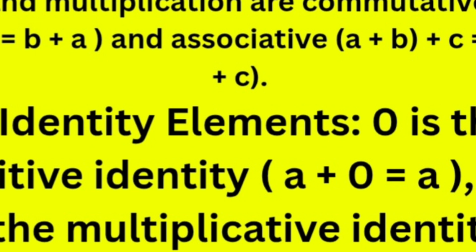Commutative and associative property. Addition and multiplication are commutative. A plus B is equal to B plus A, and associative: (A plus B) plus C is equal to A plus (B plus C). Identity elements. 0 is the additive identity. A plus 0 is equal to A, and 1 is the multiplicative identity. A times 1 is equal to A.